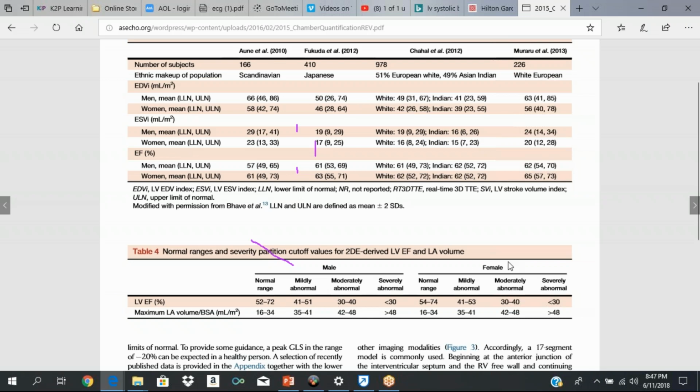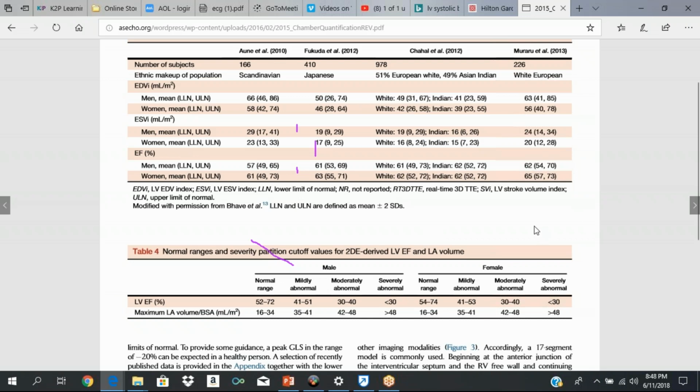And then for females, the normal range for ejection fraction is 54 to 74. Mildly abnormal 41 to 53, and moderately abnormal 30 to 40, similar to male, and then severely abnormal less than 30. Okay, so these are the current guidelines for ejection fraction for the different sexes.